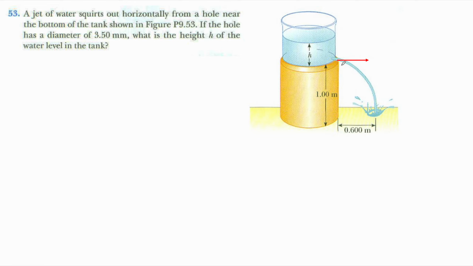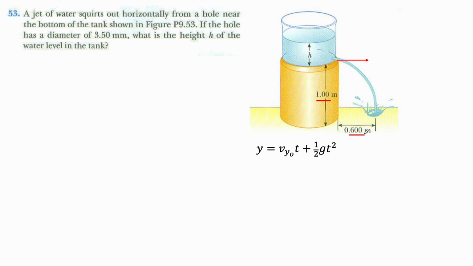Well, basically we have projectile motion. It leaves horizontally, and then it falls 1 meter and ends up 0.6 meters away. We can use projectile motion to actually calculate what the initial velocity of that water jet is.